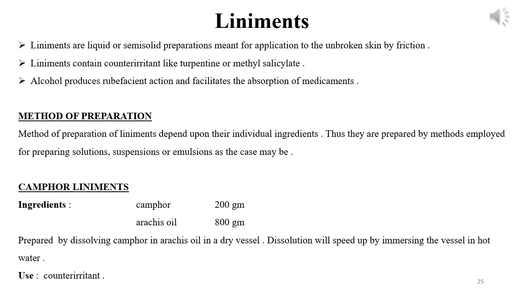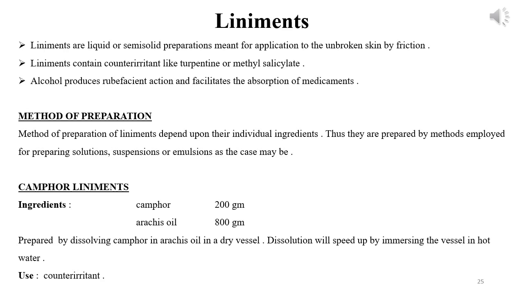So there is a formula of camphor liniment. Here we will take 200 gram of camphor and 800 gram of RHS oil, which means there are two ingredients only. So what is the method of preparation of this camphor liniment? Firstly, we will dissolve camphor in RHS oil in a dry vessel. Then we will speed up the dissolution of that mixture by immersing the vessel in hot water.